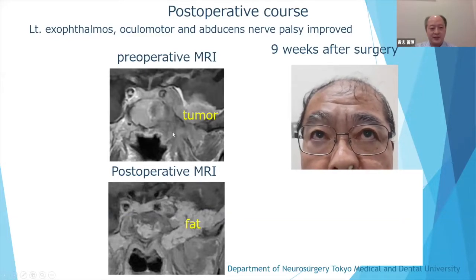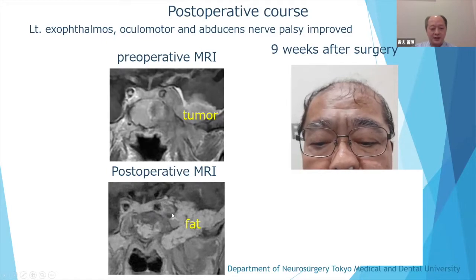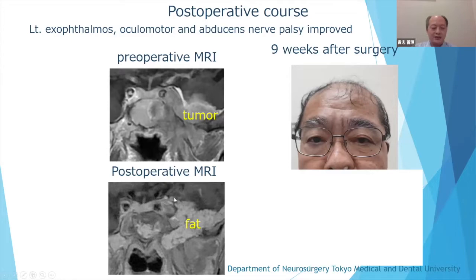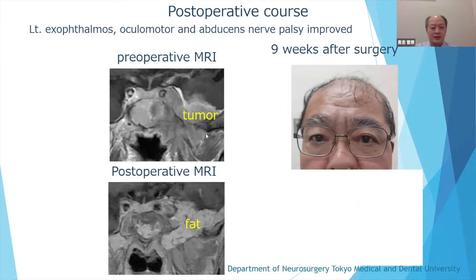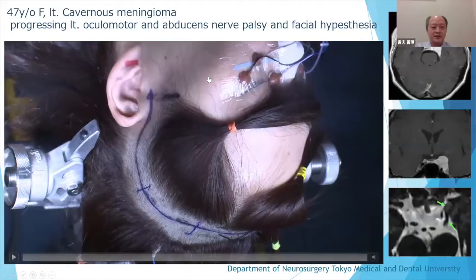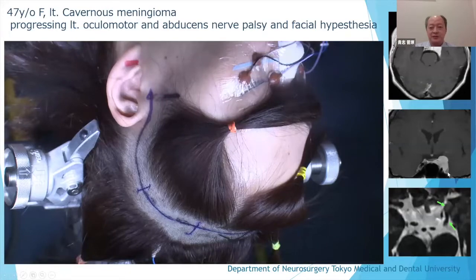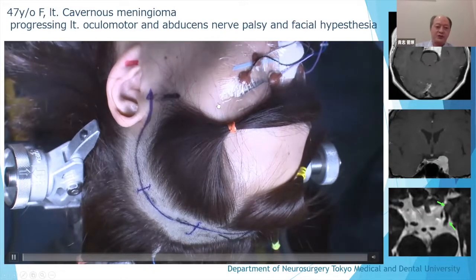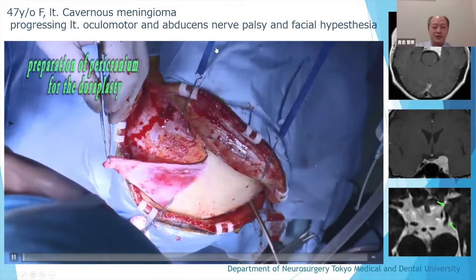And this is a preoperative MRI and postoperative MRI. Maybe 80 to 90% of the tumor was removed. And this is the fat tissue I put in. And this is the last case of cavernous sinus meningioma, a very small tumor, but she had progressing left oculomotor and abducens nerve palsy and facial hypesthesia. So I operated on her to improve her symptoms.